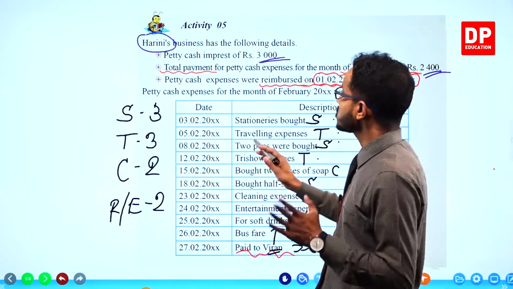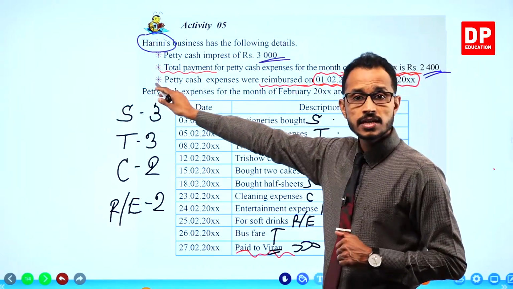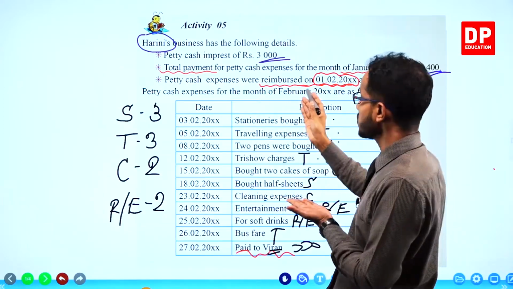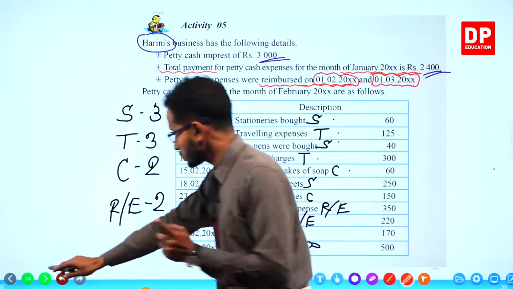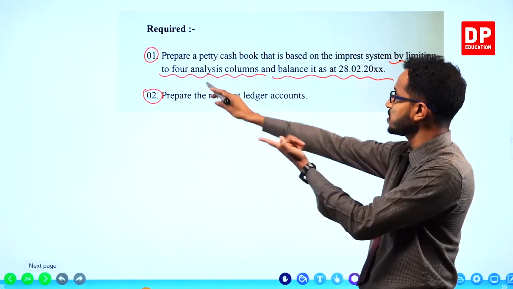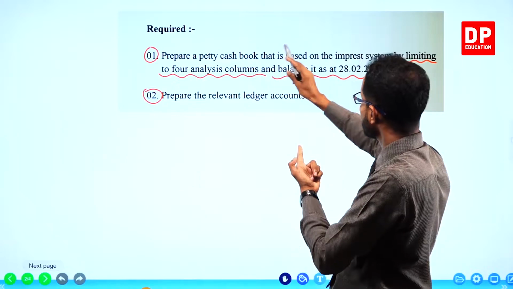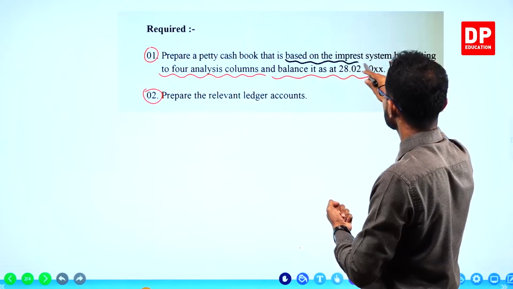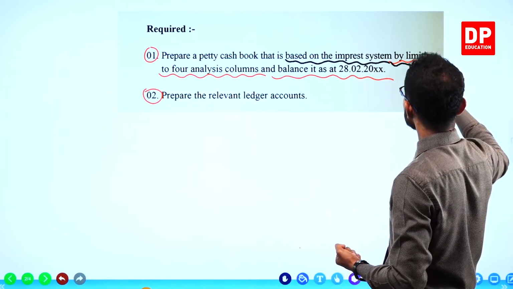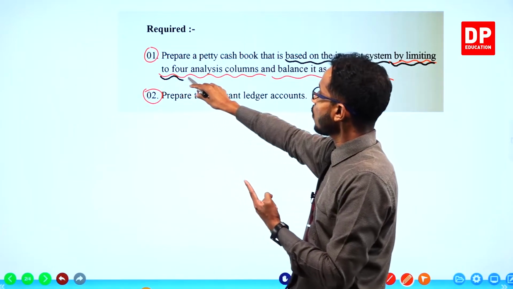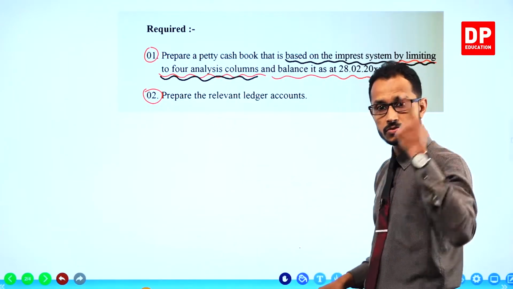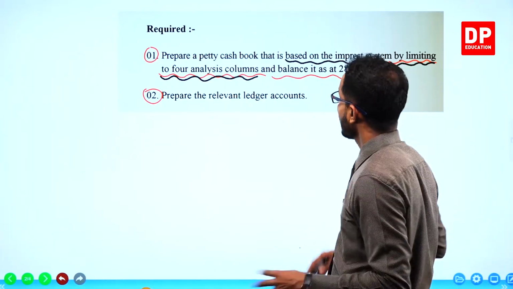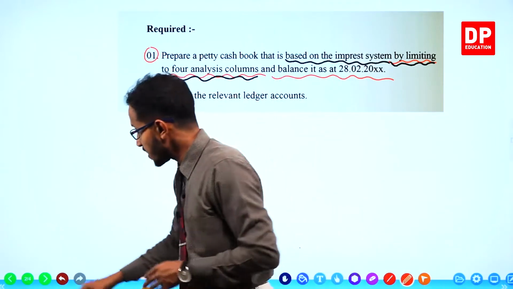Now we have to decide which 4 columns we are going to take into our petty cash book, because in the question they have very clearly mentioned: prepare a petty cash book based on the Imprest system, by limiting to 4 analysis columns. We can't take more than 4 analysis columns, right? Okay, so we'll select 4 analysis columns.